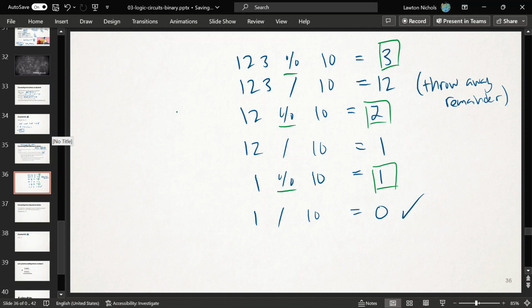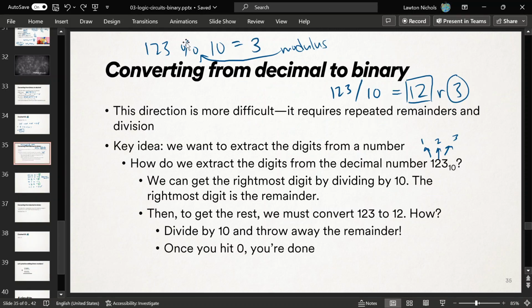Sure. This operation? Yeah. This is the modulus operation. It's getting the remainder after dividing by 10. That's what I'm going to use that as. It's a slash with some extra stuff. So that's what I mean by that. Take the remainder after dividing by 10, because you get 3 left over when you do that one.